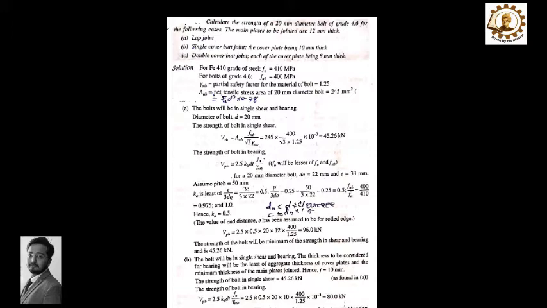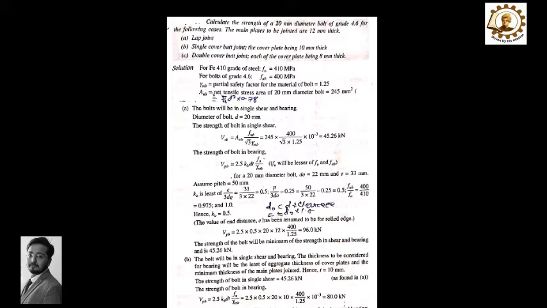to occur obviously, right? So now the diameter of the bolt, that means the nominal diameter of the bolt, small d, is equal to 20 mm. The strength of the bolt in single shear, VDSB, is equal to ANB into FUB by root 3 gamma MB. In this case also we have used the same formula but modified it, because unnecessary parts are erased from this formula, right? Only necessary parts are written.